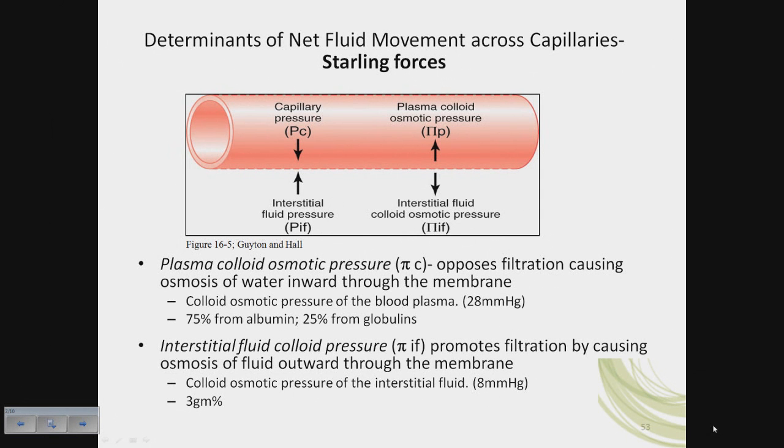For capillary hydrostatic pressure, right next to that arrow, I would write 17.3 millimeters of mercury. For interstitial fluid pressure, I would write next to that arrow, -3 millimeters of mercury. For plasma colloid osmotic pressure, capillary colloid osmotic pressure, I would put 28 millimeters of mercury. And for interstitial fluid colloid osmotic pressure, I would put 8 millimeters of mercury.